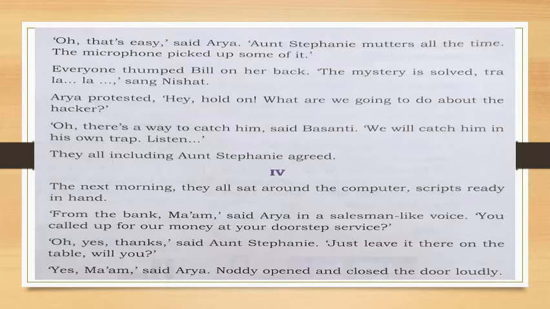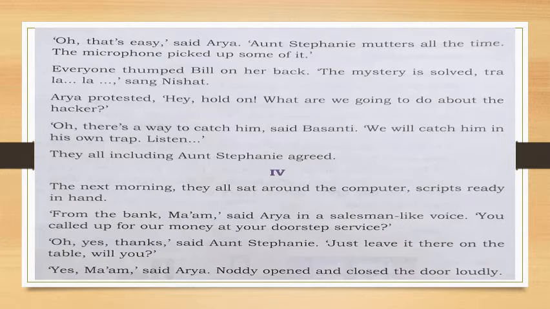Oh yes, thanks, said Aunt Stephanie. He said, ma'am, you called up for our money at your doorstep. That means you want the money delivered to your home. That service you opted for, he said. Then Aunt Stephanie said, yes. Just leave it there on the table, will you? That means, okay, I want that money, but you come and leave that money on the table, she said. Yes, ma'am, said Arya. Noddy opened and closed the door loudly. Then Noddy pretended to open the door. She just opened and closed the door loudly.